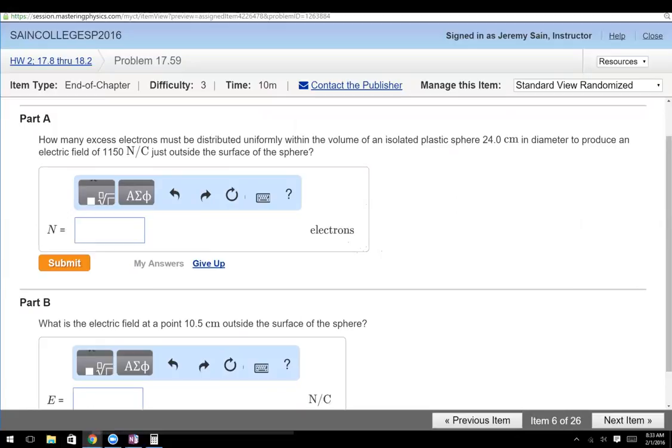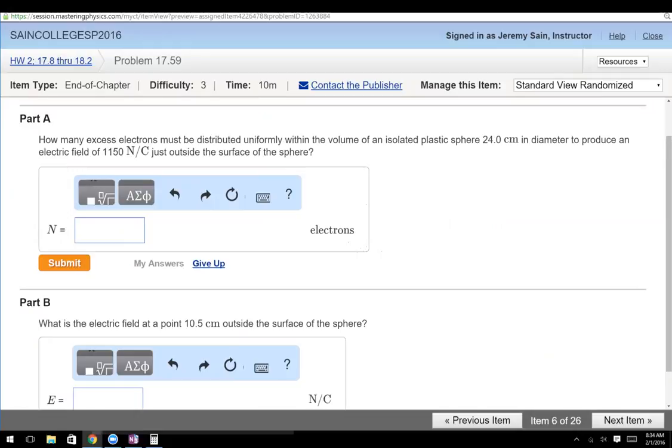Notice this says 24 centimeters in diameter. Within the volume of an isolated plastic sphere, we want to produce the electric field just outside the surface of the sphere. This is a little different because we have a plastic sphere, so it's an insulator, so it's not going to be 0 all inside. But for part A, it was a hollow sphere, so even though it's not a conductor, since it's hollow, it's basically the same thing.